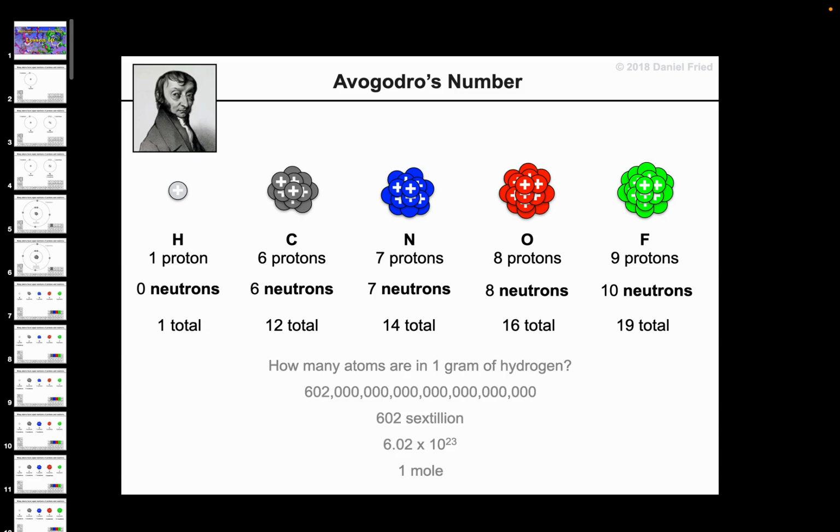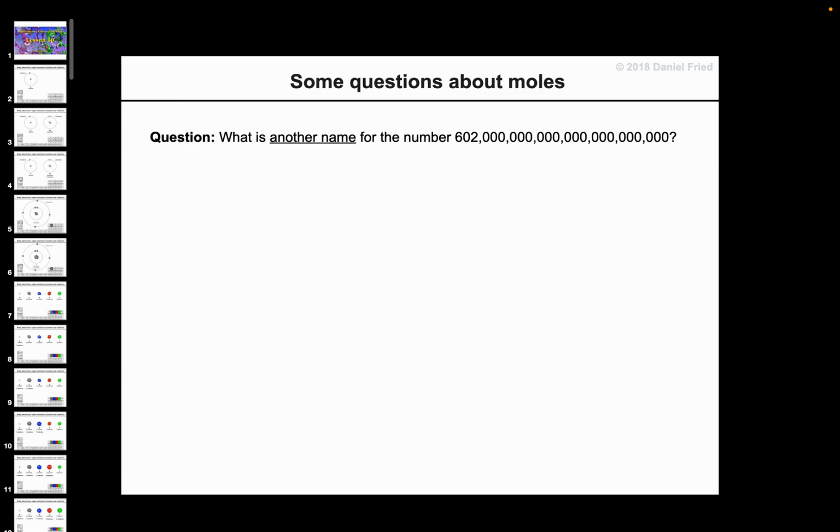That's one mole. It's 6.02 times 10 to the 23. What about carbon? Same thing. What about nitrogen? Same thing. What about oxygen? Now the reason it's 16 grams is because we need to find the total. Same thing. And if it's 19 grams total, then 19 grams of fluorine is 1 mole.